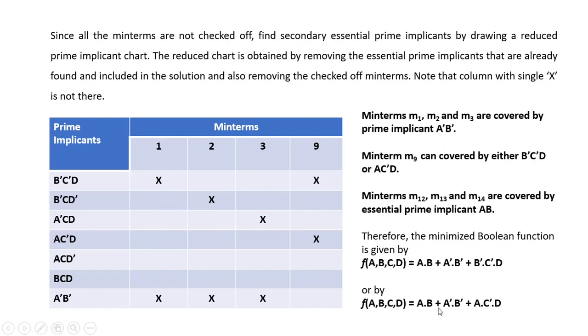Or it can be represented by A dot B or A bar B bar. So this is to cover minterms 12, 13 and 14. This is the essential prime implicant, so it will be present in all the possible ways to represent this Boolean function. Then this A bar B bar also represents all these three minterms, and this A C bar D is for this ninth minterm. So this way we get this minimized Boolean function, which can be represented in these two forms.